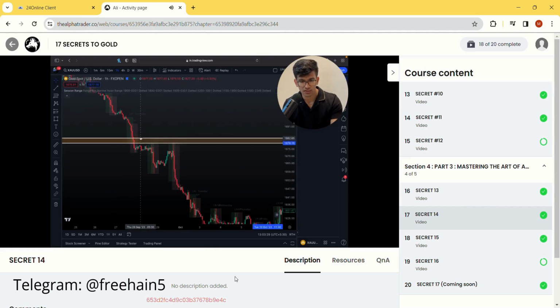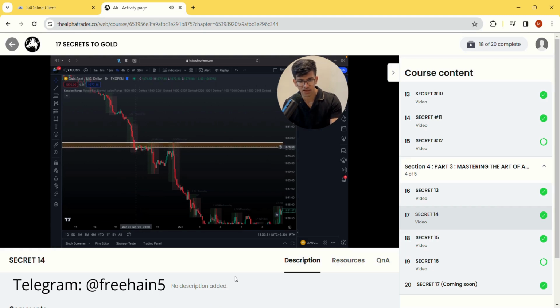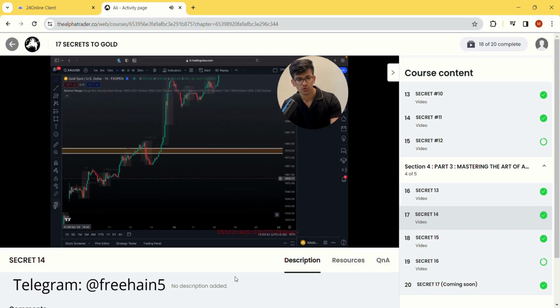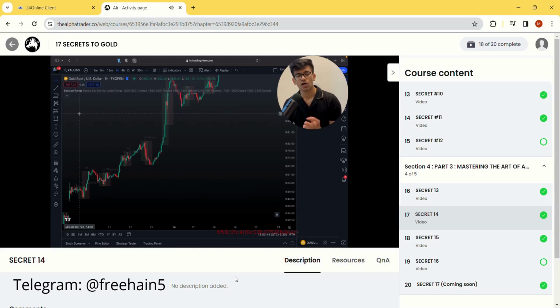Even over here, once again, another example, price was resting at this particular zone. London opened, rest of the day price went down. Once again, price was resting here, London open, went down for the rest of the day and for the rest of the US session as well. So this is how I like to trade sessions. This is what I look at when I look at sessions.